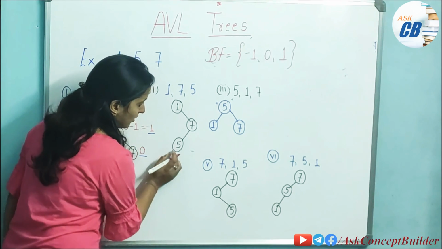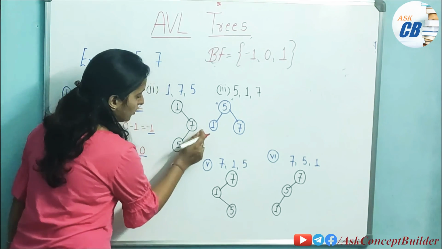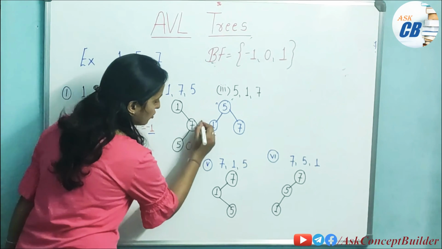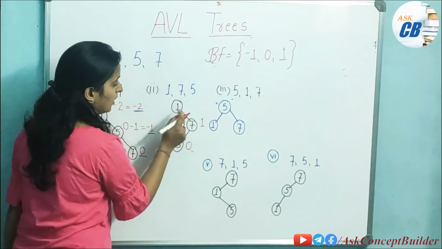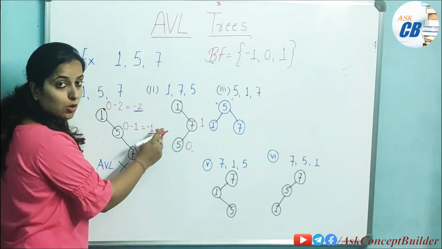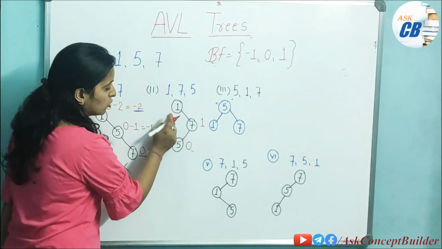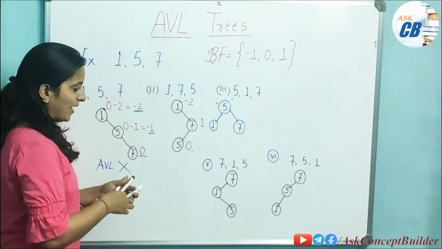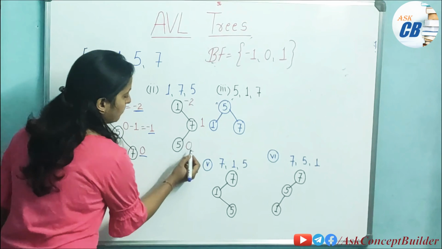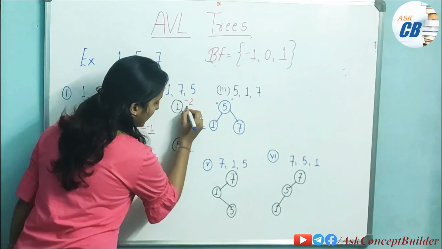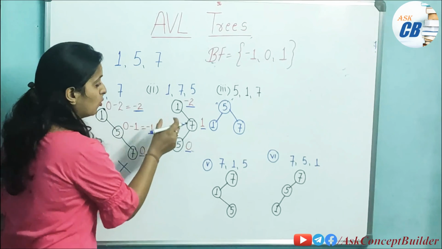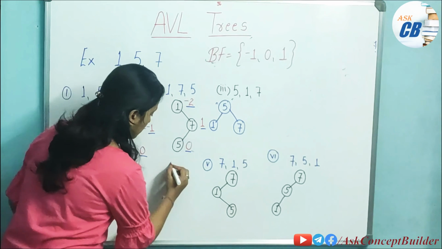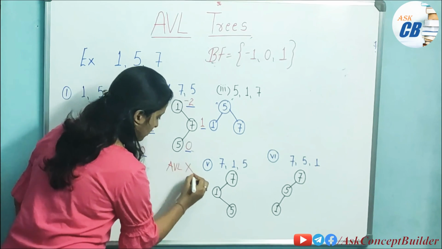Again, the balance factor for this node is 0, a leaf node. For this node, the height of the left subtree is 1 minus 0, the height of the right subtree is 0. So 1 minus 0 is 1. For this one, the height of the left subtree is 0 and the height of the right subtree is 2, so 0 minus 2 is minus 2. Now again check whether the balance factor is in this range or not. 0 is in this range, 1 is in this range, but minus 2 is not. Because of this node's balance factor, this is not your AVL tree.